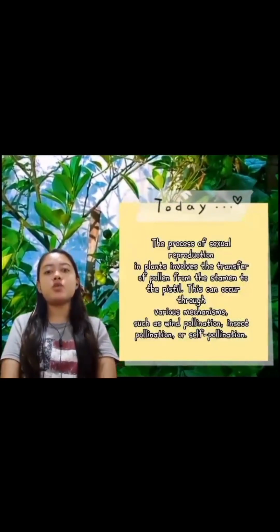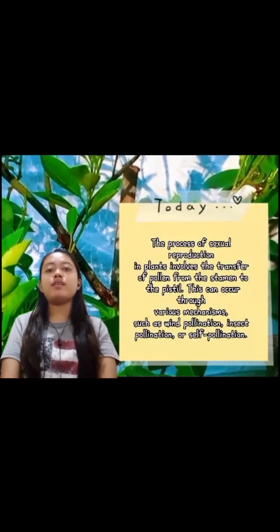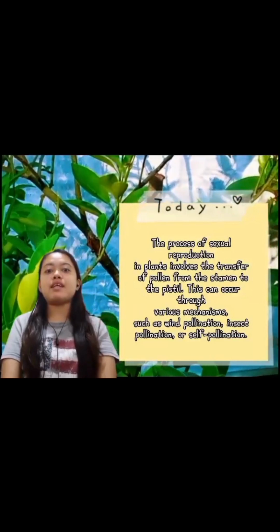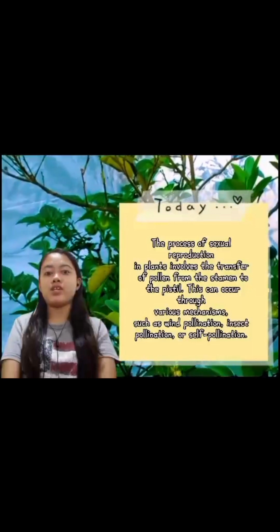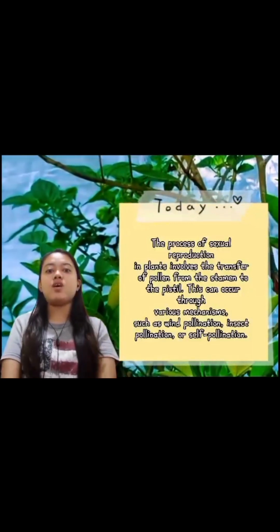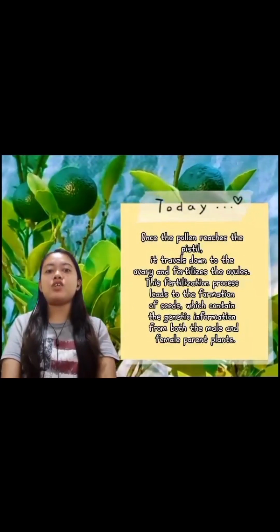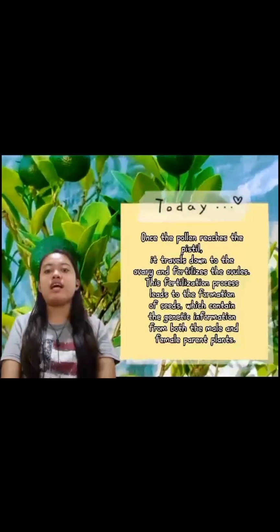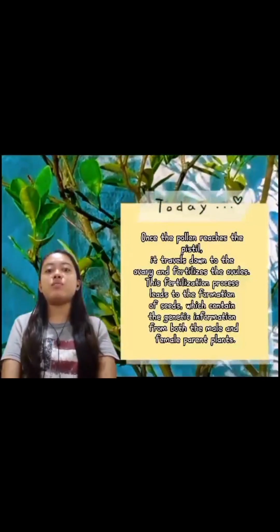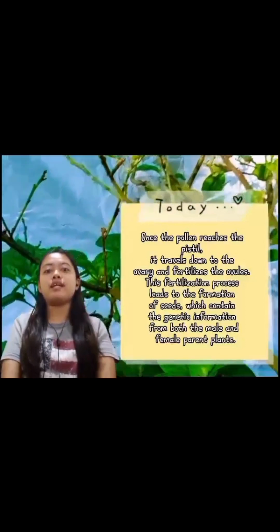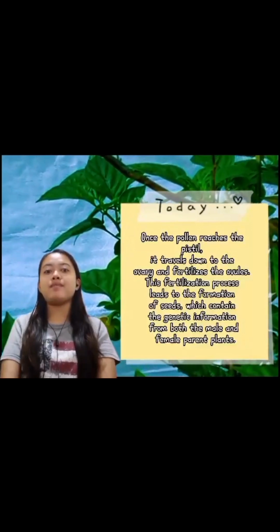The process of sexual reproduction in plants involves the transfer of pollen from the stamen to the pistil. This can occur through various mechanisms such as wind pollination, insect pollination, or self-pollination. Once the pollen reaches the pistil, it travels down to the ovary and fertilizes the ovules. This fertilization process leads to the formation of seeds, which contain the genetic information from both the male and female parent plant.